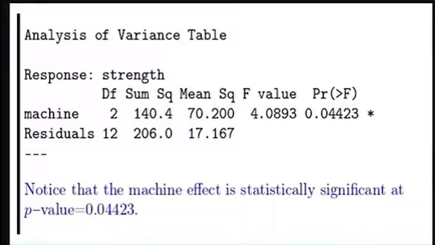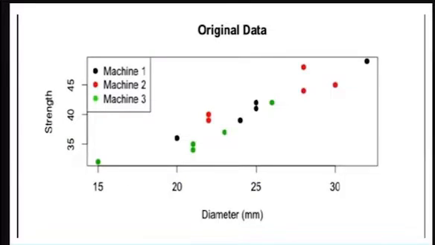But I want you to take a look at this. This result may be misleading. Why? It may be misleading if there exists a covariate that could influence the response, and we don't consider it. And don't forget that the covariate is diameter. Now take a look at this. We look at the relationship between the strength and that diameter, that covariate.